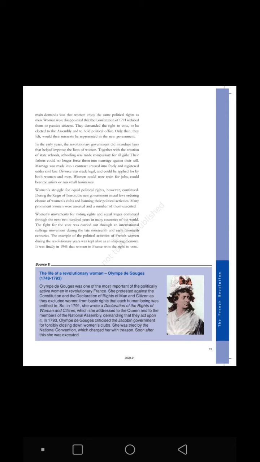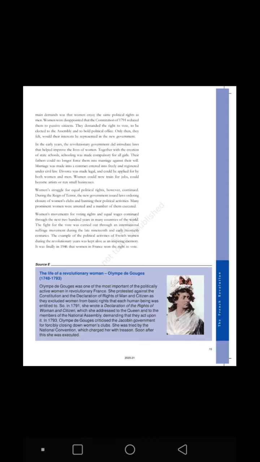In the early years, the revolutionary government did introduce laws that helped improve the lives of women. Together with the creation of state schools, schooling was made compulsory for all girls. Their fathers could no longer force them into marriage against their will. Marriage was made into a contract entered into freely and registered under civil law. Divorce was made legal and could be applied for by both women and men. Women could now train for jobs, could become artists or run small businesses.